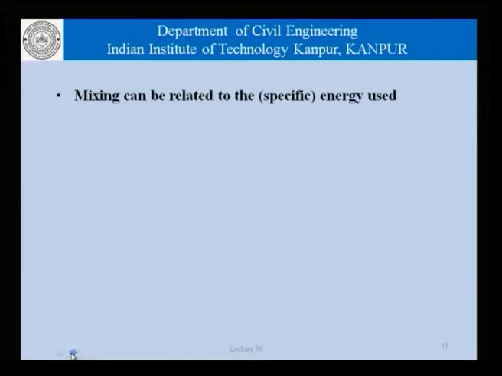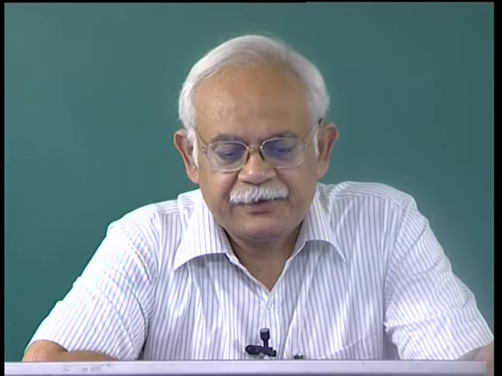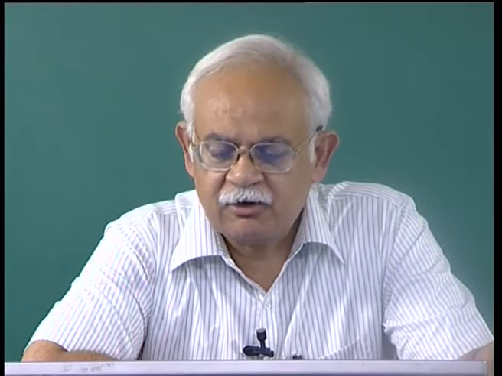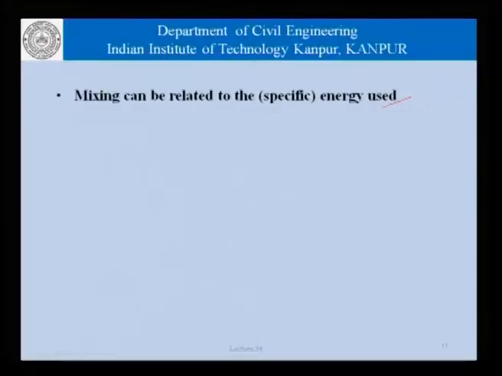Now, coming to the kind of parameters that affect the mixing process, one could be energy or specific energy, that is the amount of energy that is used per unit mass of the concrete being mixed. And this parameter, if we could quantify this, would be very different for manual mixing or for mechanical mixing.